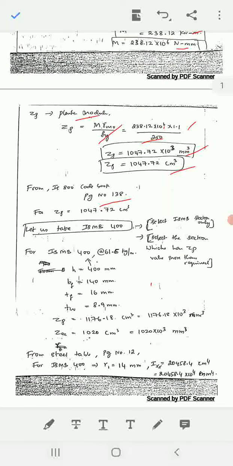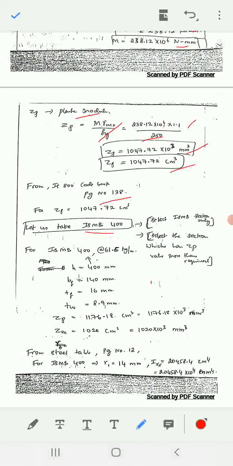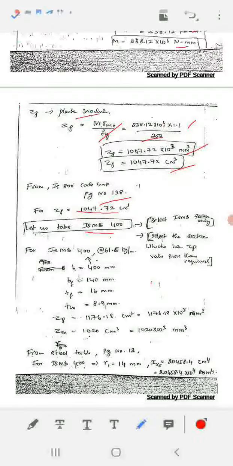For the ZP value of 1047, we have to take an ISMB section. It should be ISMB; there is no ISWB and all. ISMB 400. Why did I take 400? Because the ZP value should be more than 1047. This is the required ZP, and I need more than that ZP value, and it should be ISMB. So I'll show the steel table code book, then it will be easy to understand. Okay, page number 138.